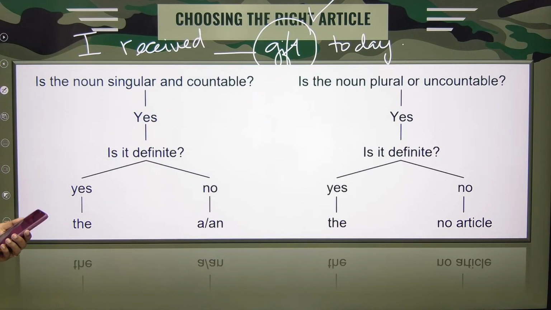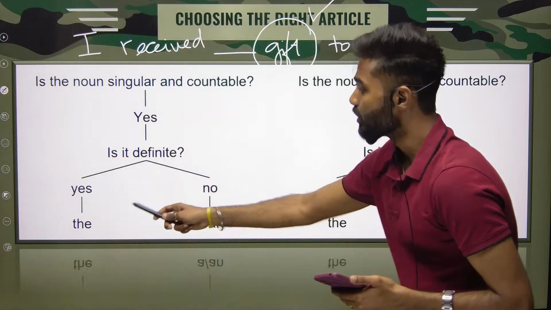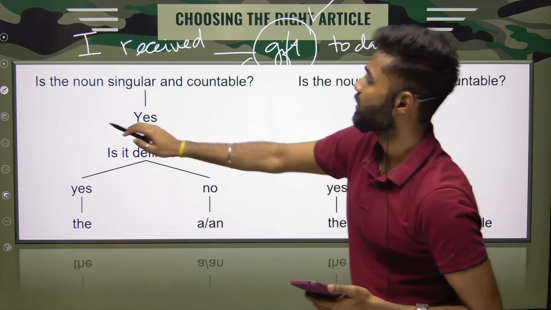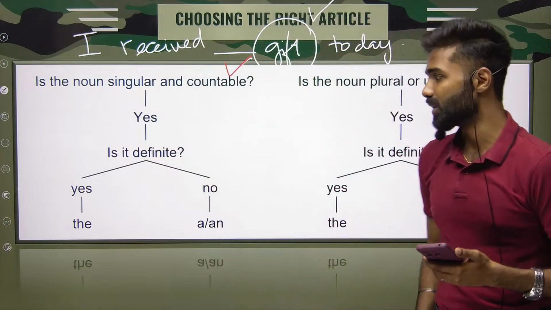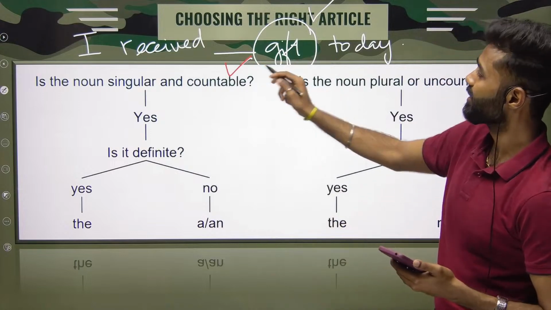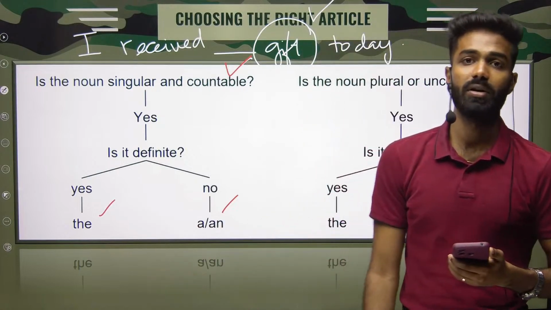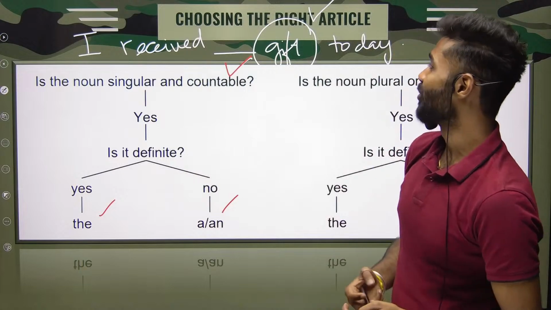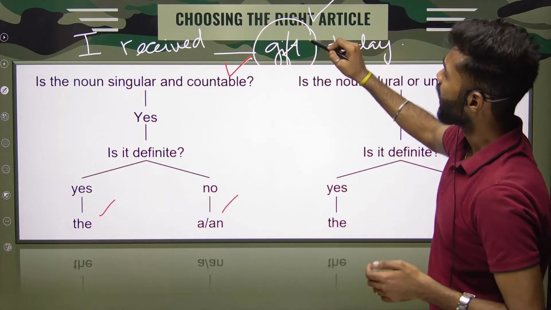Now, with the help of this, you answer me whether you will be using a or an. So gift is countable. Let me change the color of the pen. Gift is countable. Now, what will you use, a or an? Please leave it in the comments. See, I received a gift today. Is it a gift or the gift? I don't think you will do it by yourselves, so let me do it for you. I received a gift today.